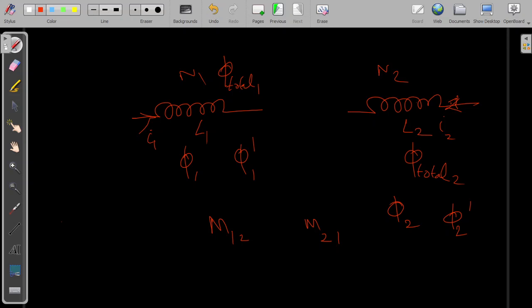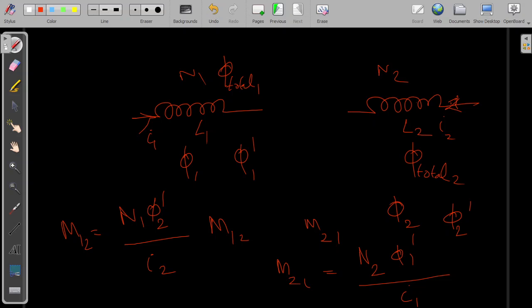That means M12 will be equal to N1 phi 2 dash divided by I2, and M21 will be equal to N2 into phi 1 dash divided by I1.